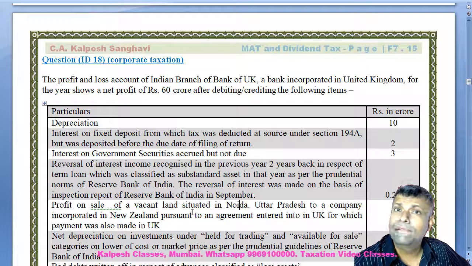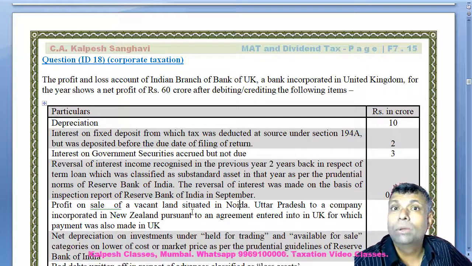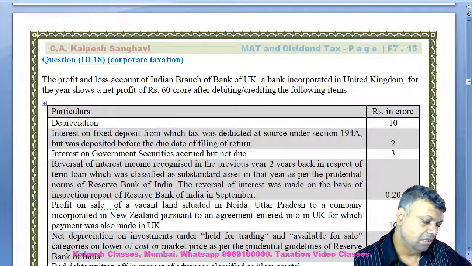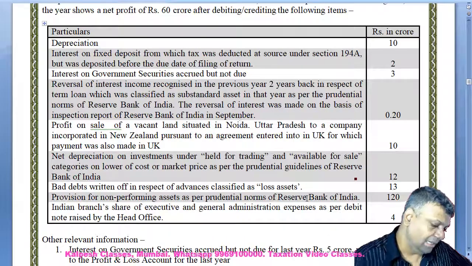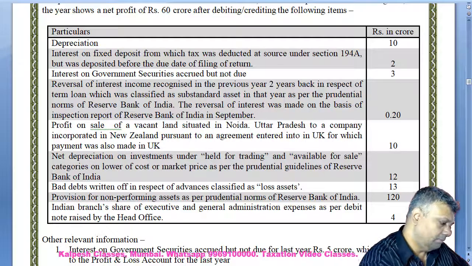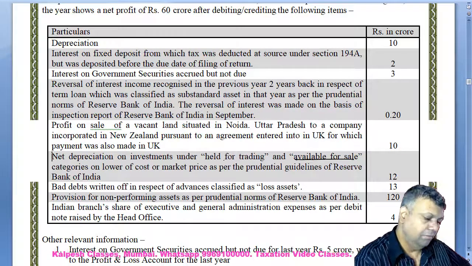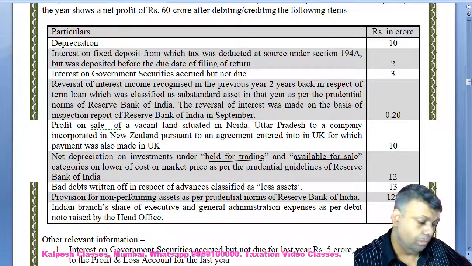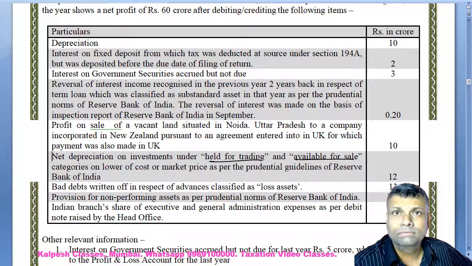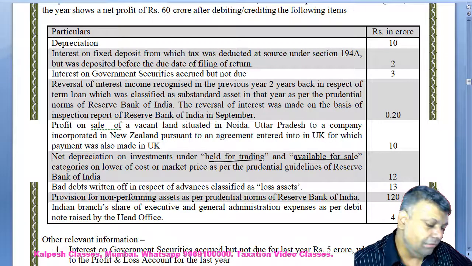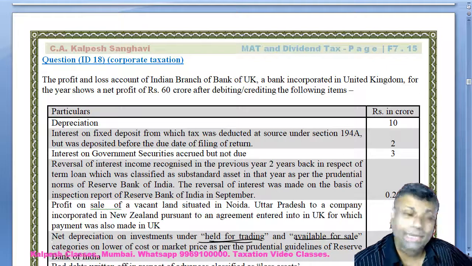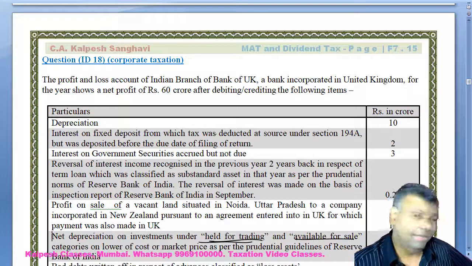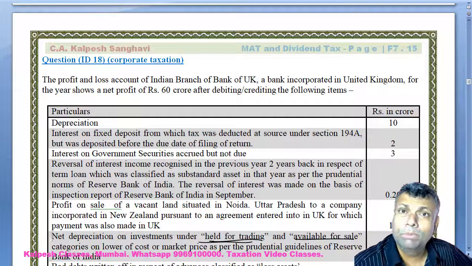The language itself is heavy, because it relates to the banking sector. Investments 'available for sale' and kinds of things. Look at this kind of language: 'held for trading', 'available for sale'. These words come in open and close inverted commas. Each and every word and phrase you have to understand, and then come close to the answer. Don't hurry, at least for our classwork purposes.